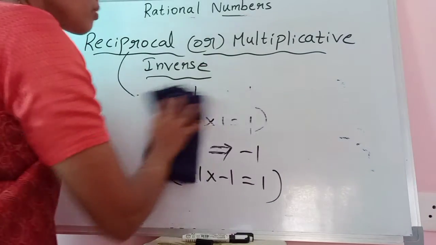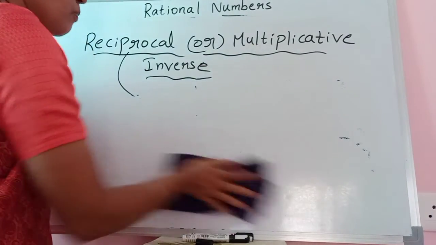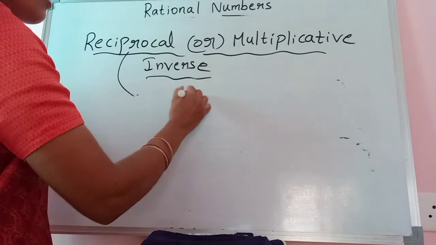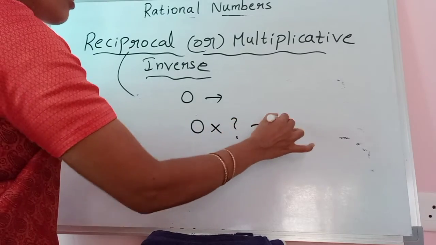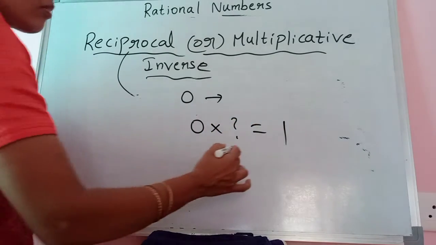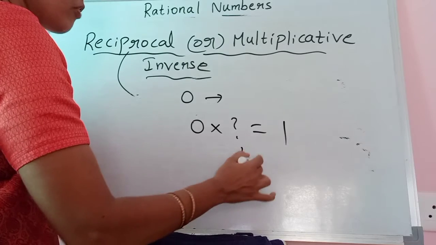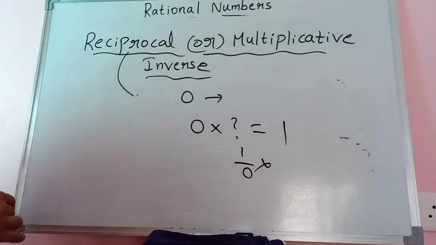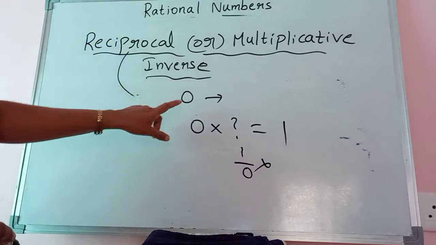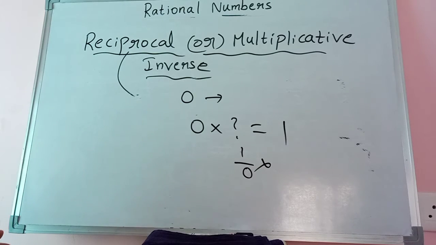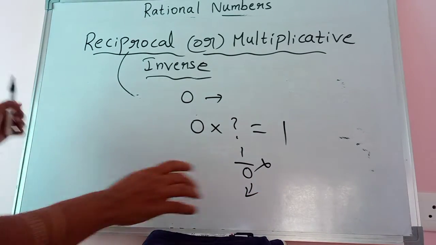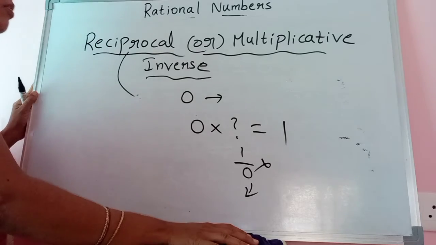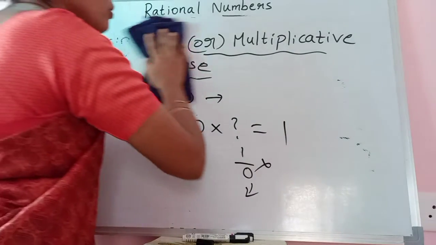And then next, reciprocal of 0. Is there any reciprocal to the number 0? 0 multiplied by any number never gives 1 as product. See children, we cannot write 1 by 0. 1 by 0 doesn't exist. Therefore, there is no reciprocal to the number 0. Reciprocal of 0 doesn't exist. There is no reciprocal to 0. This is about the reciprocal or multiplicative inverse.